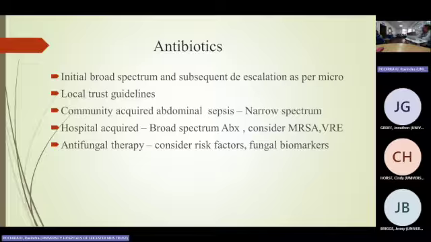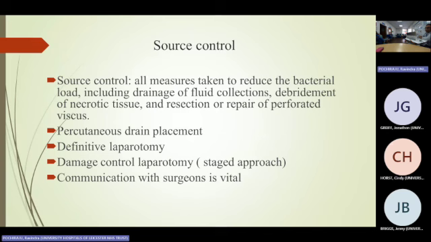Obviously, we discuss with micro and refer to local trust guidelines, but always keep in mind what you're actually dealing with, what the pathology is, and then ask those important questions of the microbiology registrar or consultant when you call them, because they're not seeing the patient, they're looking at the test results. So you have to fill in and give them the other part of the story so that they can help you with proper guidance. And as I said, fungal biomarkers and antifungal therapy are important. Risk factors for fungal infections are being on steroids, being immunocompromised, multiple comorbidities, a long hospital stay, and multiple operations. They're all at risk of fungal infections.